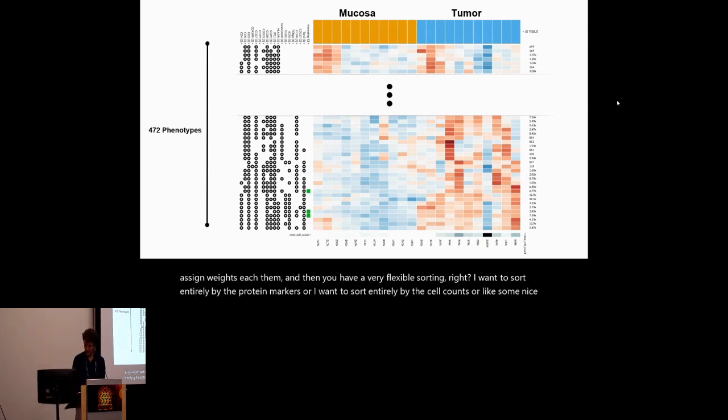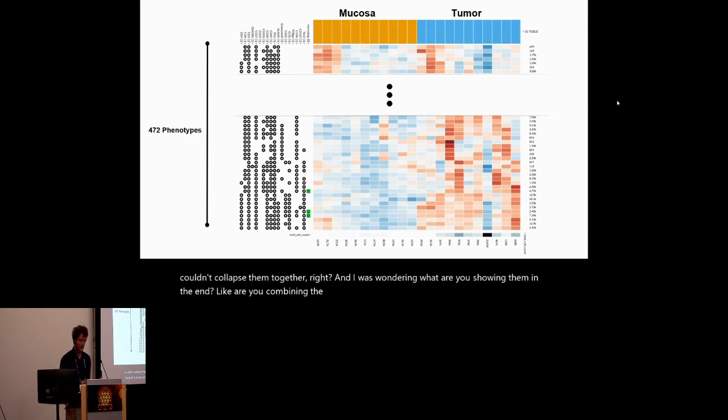And then your second question, remind me your second question. Yeah, you couldn't collapse them together, right? And I was wondering, what are you showing then in the end? Are you combining the rows, or are you choosing a representative row for the group?